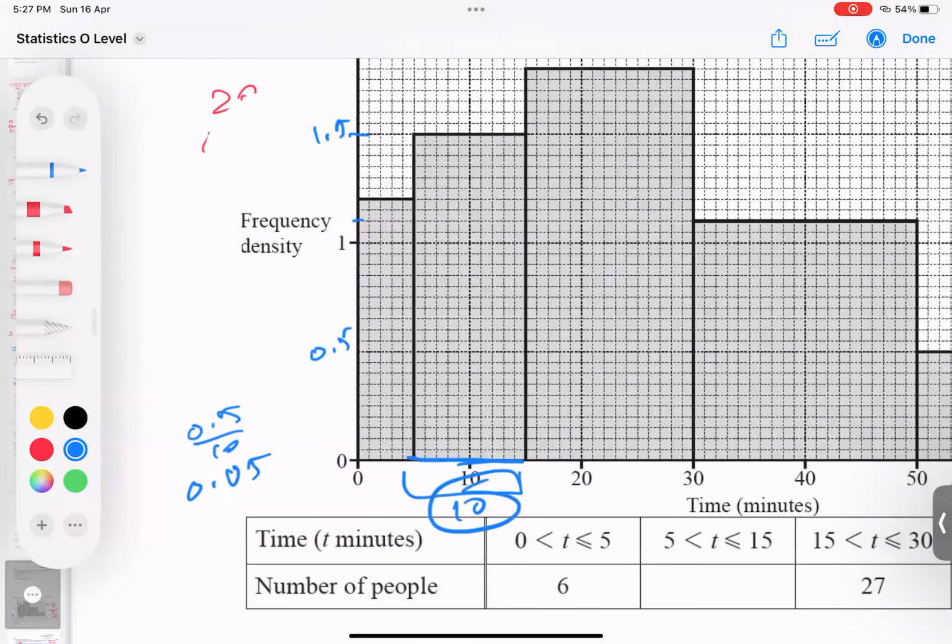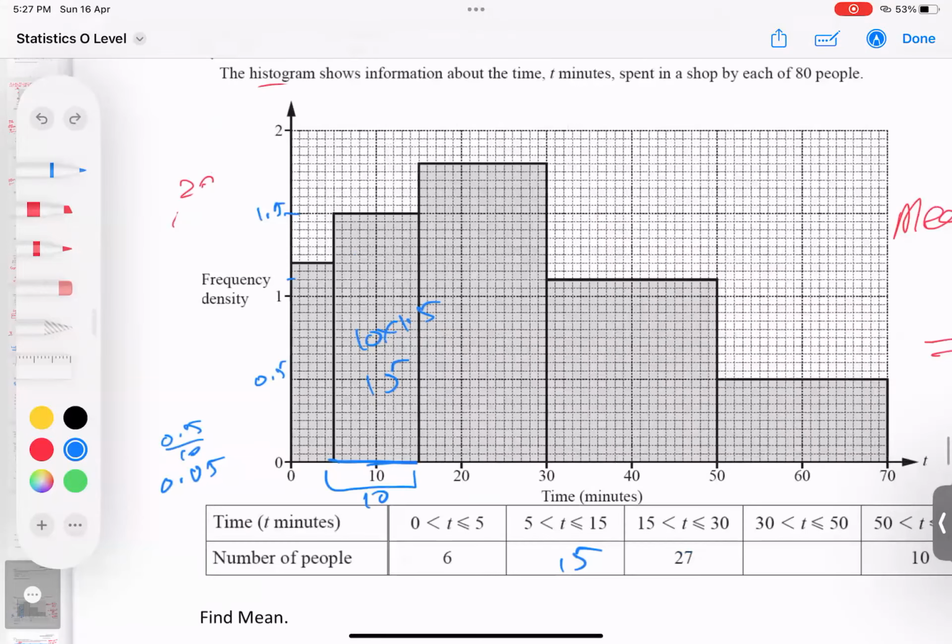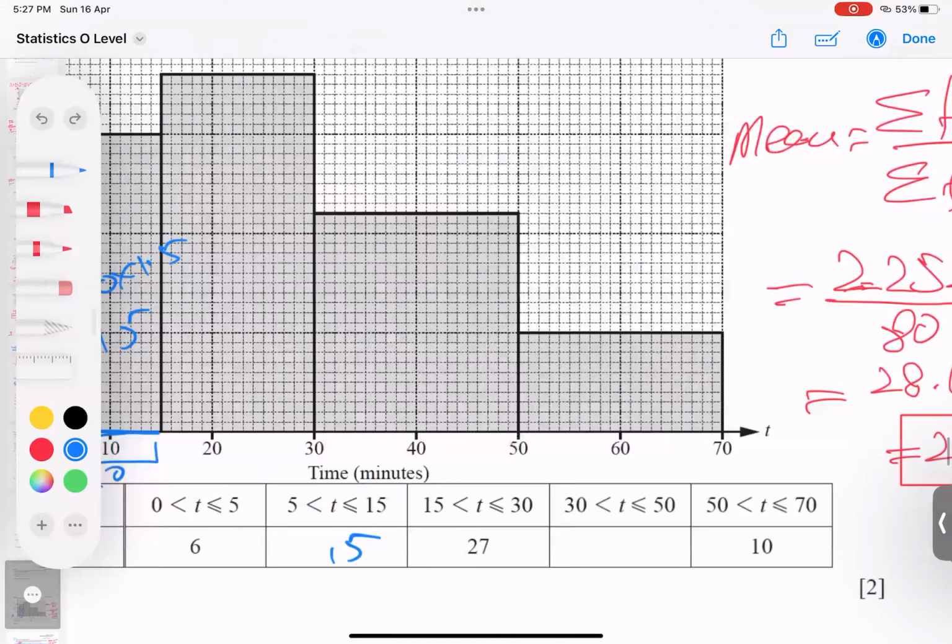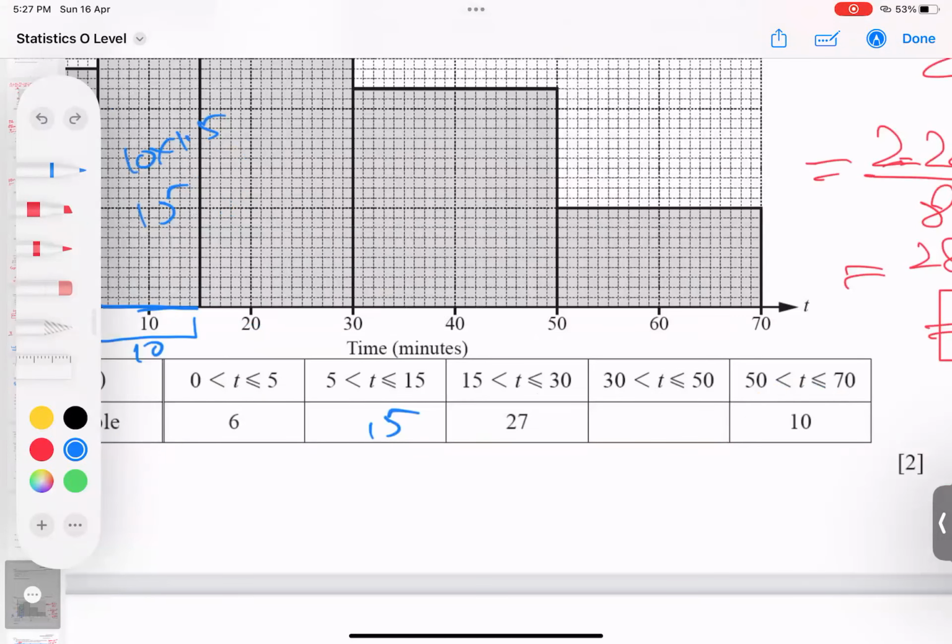So how much is this gap? 10. How much is the height? 1.5. So 10 times 1.5 gives you 15. So how do we get the area of the rectangle? Simple: find the width, find the height, which is 1.5, and multiply. I hope you got the point very clearly. For example, although we know this is 10, for the sake of understanding, let's find it.